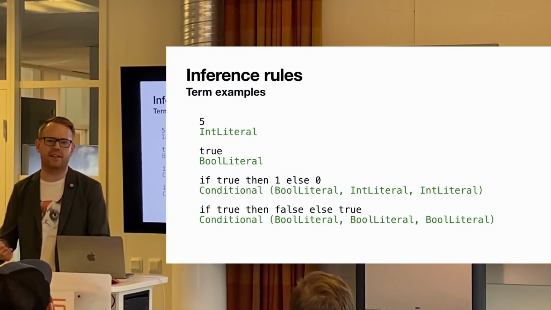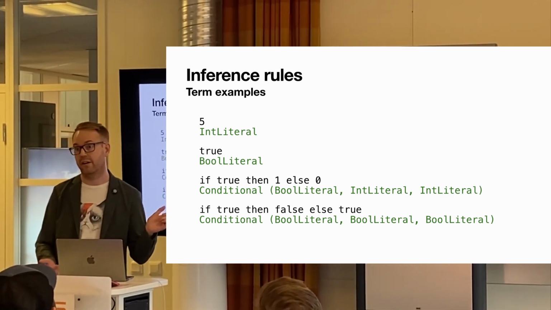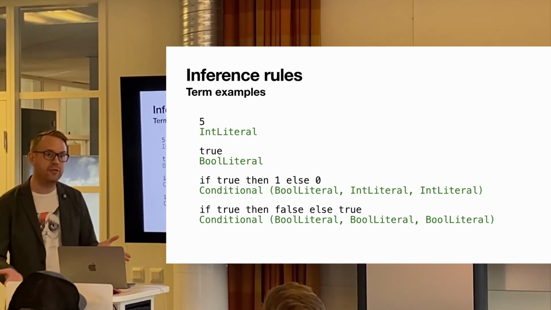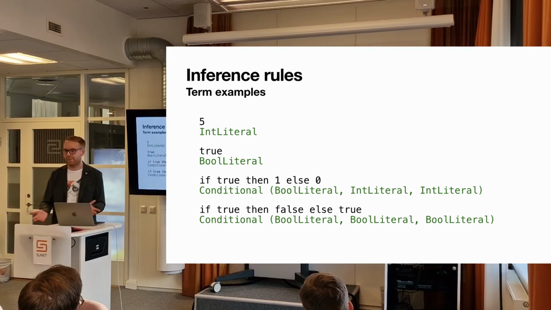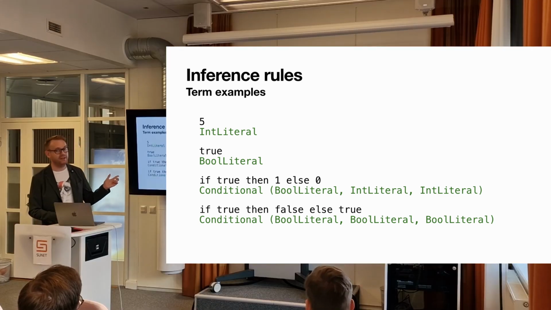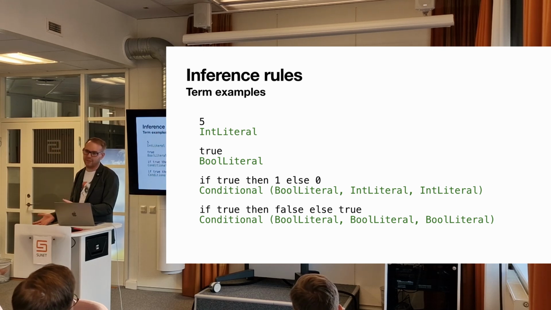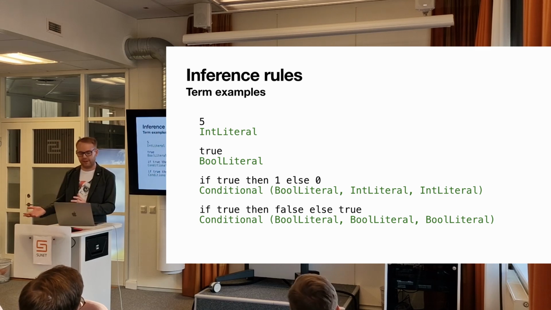And just to give you some practical examples of how this could look: the text in black is our pseudocode, the code that the user would type in. And then the text in green is what that term would be. So for example, if you type 5, that would be an integer literal. If you type true, that would be a Boolean literal. Then we have an example of a conditional expression, which is a bit more complex.